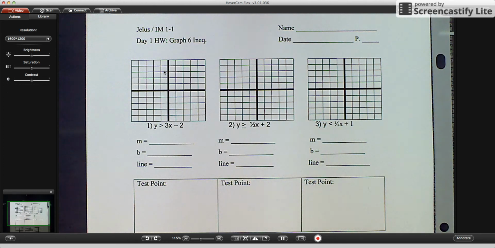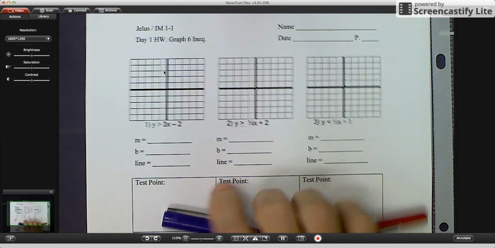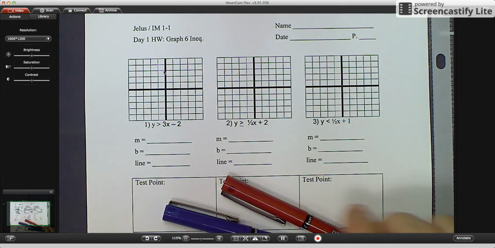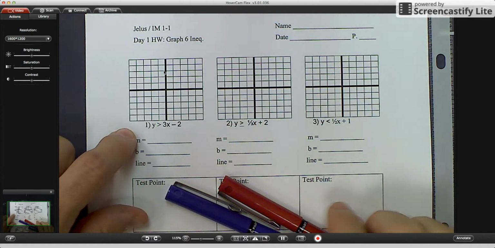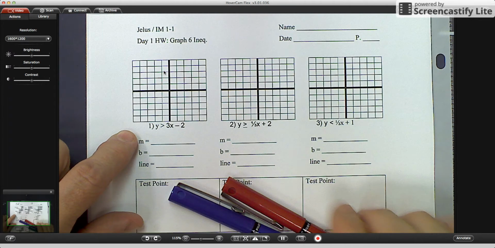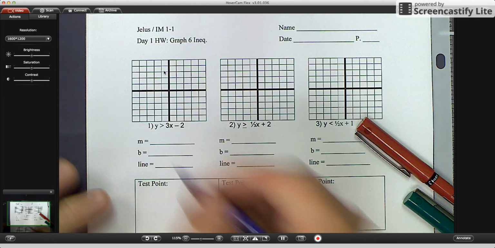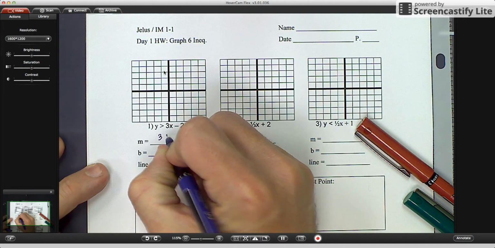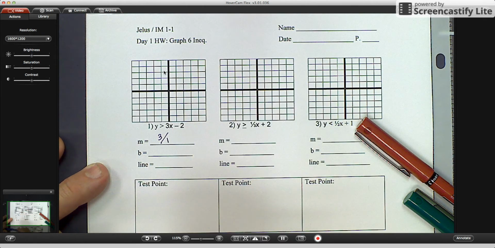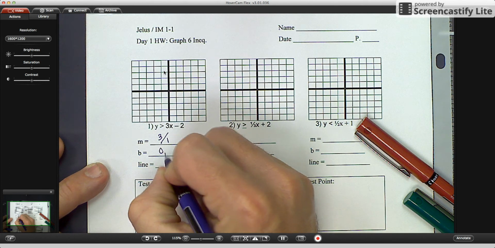Okay, so here is our homework for tonight. It's first night of inequalities. I grab my pens out and get started. So the first one, the inequality says y is greater than 3x minus 2. I'm going to identify my m. My m is 3 or 3 over 1. Put 3 over 1. My b is 0, negative 2.